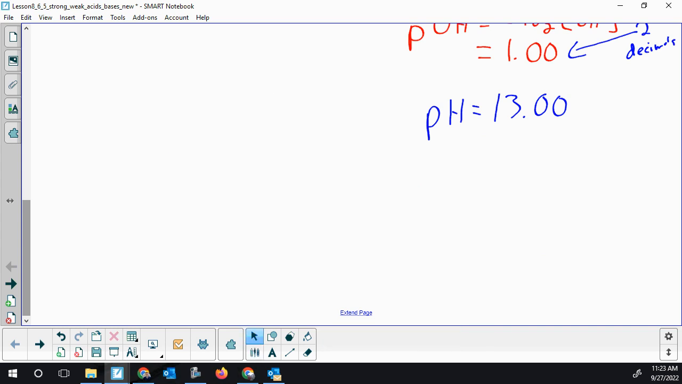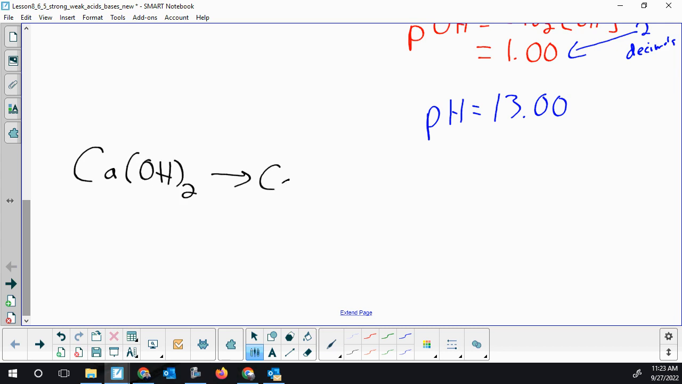Now, the other sort of strong base category, calcium hydroxide, can produce hydroxide in solution. Now, here you have to watch out. Every amount of calcium hydroxide gives double the hydroxide. So if we had 0.0001 moles per liter of calcium hydroxide, we're going to get a doubling.